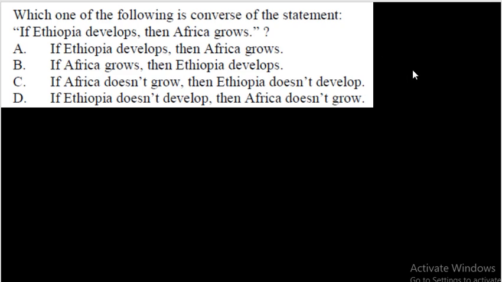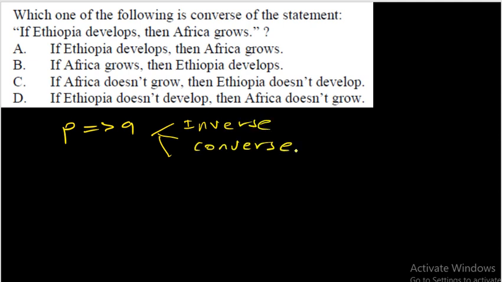The next question says, which one of the following is the converse of the statement? The converse, don't forget the converse. The statement says, if Ethiopia develops, then Africa grows. So what does converse mean? First of all, remember, if we have a conditional statement, P implies Q, it will have inverse, converse, and contrapositive.